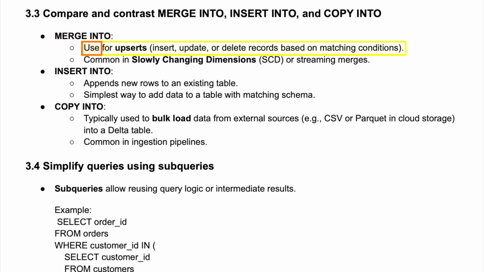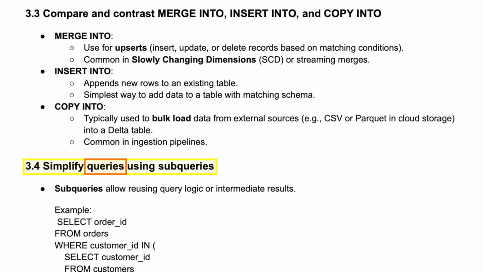Merge into: use for upserts, insert, update, or delete records based on matching conditions. Common in slowly changing dimensions, SCD, or streaming merges. Insert into: appends new rows to an existing table. Simplest way to add data to a table with matching schema. Copy into: typically used to bulk load data from external sources, for example CSV or Parquet in cloud storage, into a Delta table. Common in ingestion pipelines.